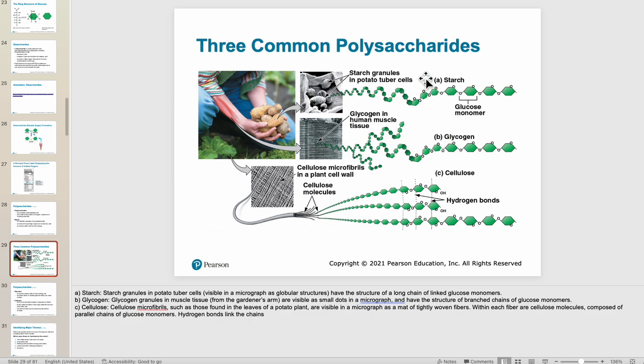On this slide, you see a lot of the starches. So you see a starch up here, which is a polymer. You see glycogen, which is a form of polymer as well. Now, the thing you're going to need to know for the test is this. Glycogen is found in your muscles. So over here in the picture, they show the gardener's arm, and they show the muscles in the arm, and then it says glycogen in muscle tissue. So glycogen is stored in the muscles.